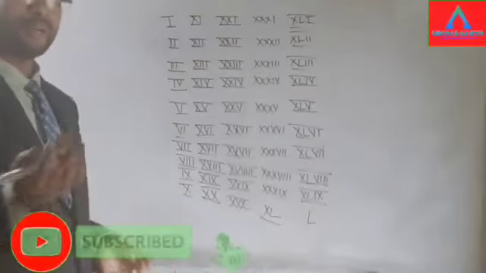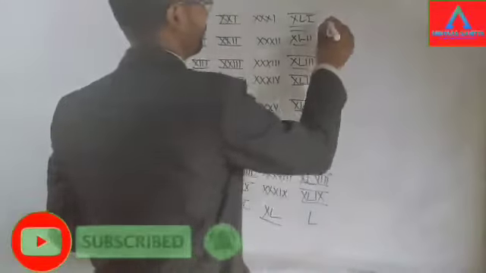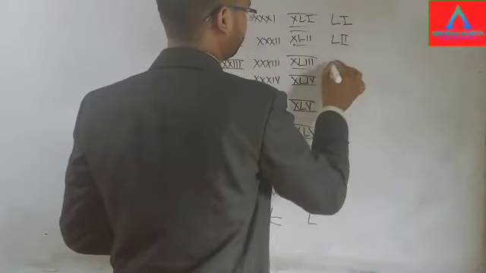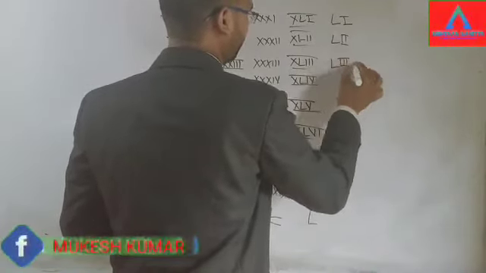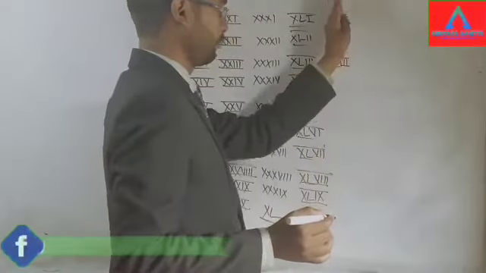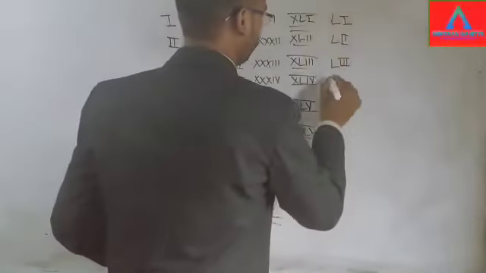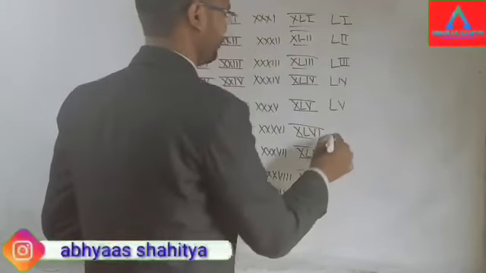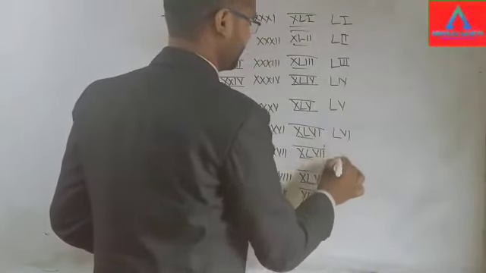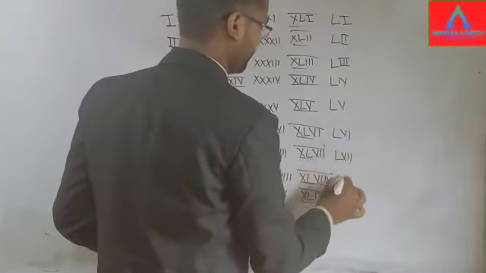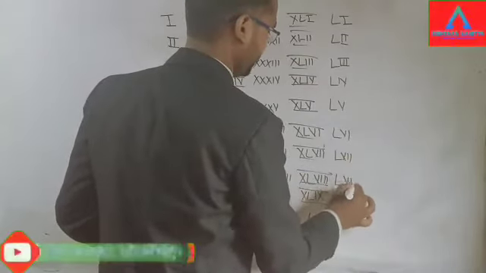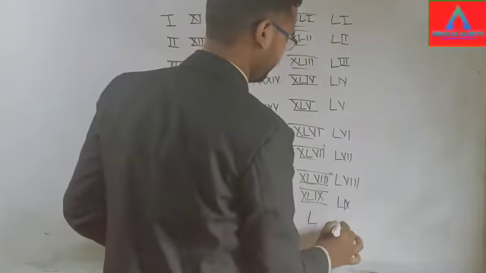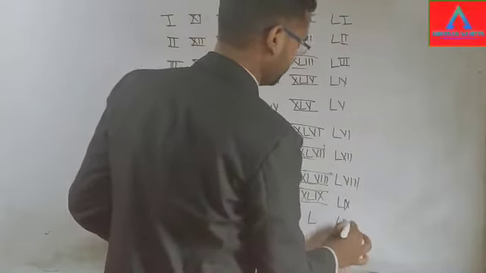And if we want to continue, 51, 52, 53, that means there is 50 and then add 1, 2, 3. Continue: 54, 55, 56, 57, 58, 59, 60.